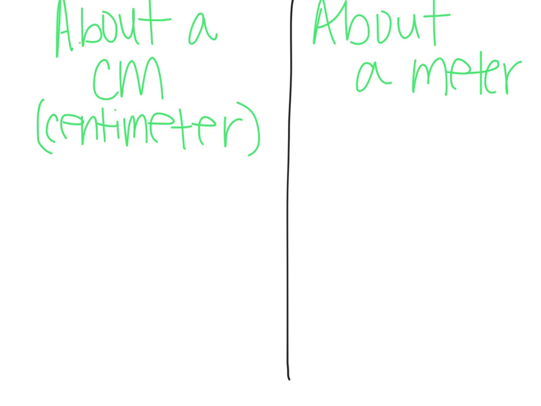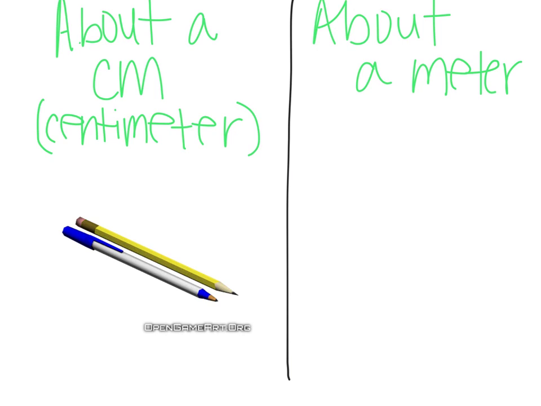The last 2 examples that I have to show you are items that are about a centimeter and items that are about a meter. So for about a centimeter, we have these pencils or pens, and it's not the length. We don't want to look at it from this long way. That is longer than a centimeter. However, we do want to look at it from this side. So the width of one pen or one pencil is about a centimeter. So if you set your eraser down, how wide your eraser is is about a centimeter.